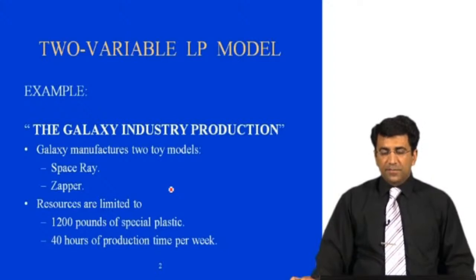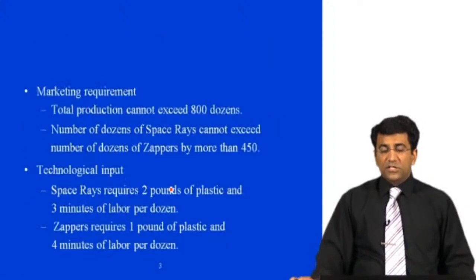Now class, total production cannot exceed 800 dozens. It means one of our constraints will be what? That will be x1 plus x2, if we consider those decision variables as x1 and x2, then x1 plus x2 should be less than or equal to 800 dozens. So that is our production related constraint.